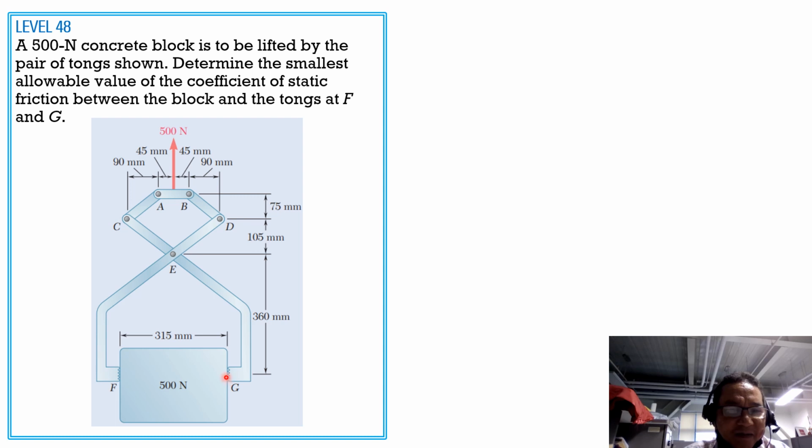And the minimum allowable value of the coefficient of static friction would be that friction force divided by the normal at G. But before we can compute the normal at G, we must compute the force on these links here, AC and BD. So for the solution, let's have the free body diagram. Let's call the force on these links AC and BD as F, as shown.